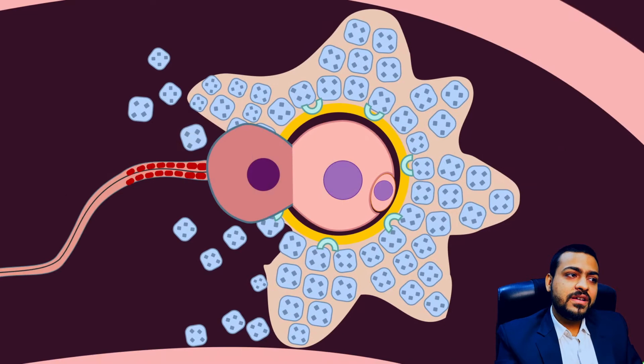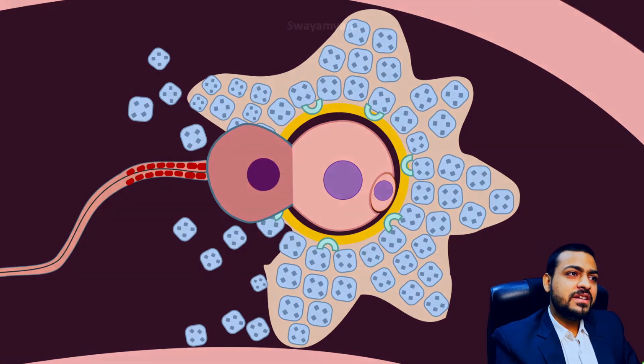And finally it is able to fuse its plasma membrane with the membrane of the oocyte. Clear? That is that happy moment for this sperm.